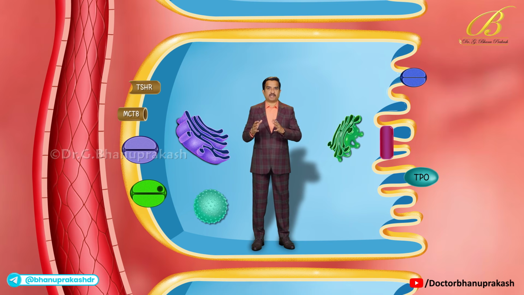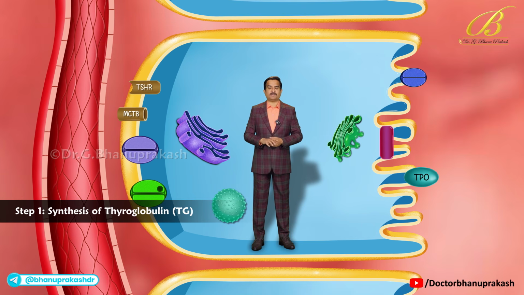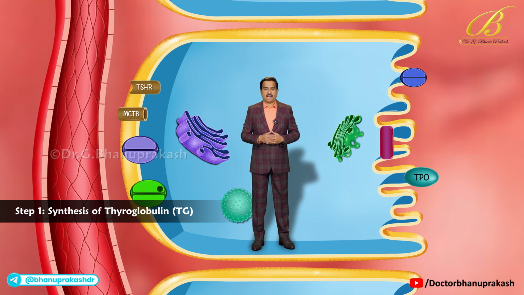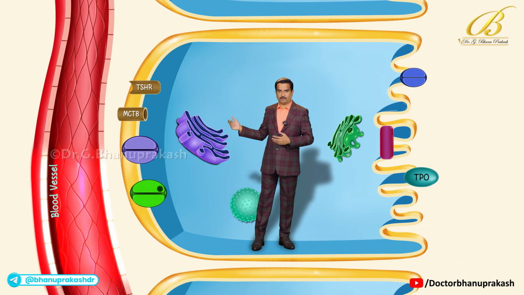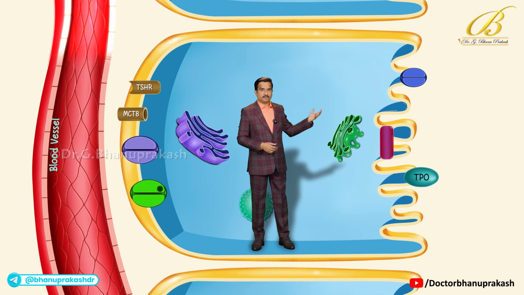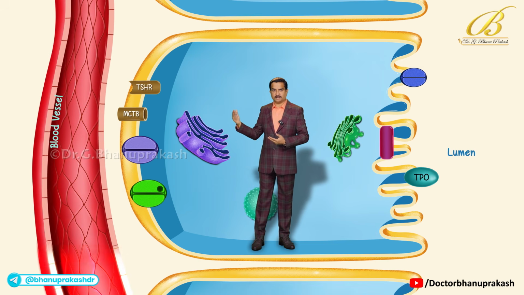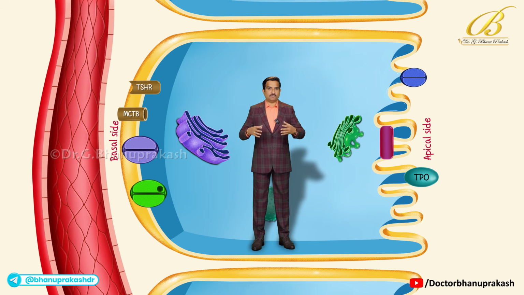We are going to go step by step, and I want you to focus not just on the names of the enzymes and transporters, but the physiological logic behind them. Let me go to step 1, which is the synthesis of thyroglobulin. For better understanding, I placed myself into the thyrocyte, and on my right-hand side you can see the blood vessel, and on my left-hand side you can see the thyroid follicular lumen. So this is the basal side and this is the apical side, right? Now we will go through the entire process of thyroid hormone synthesis over here.